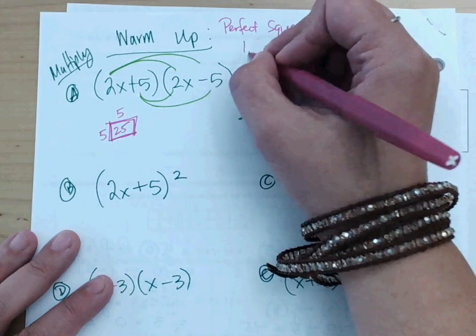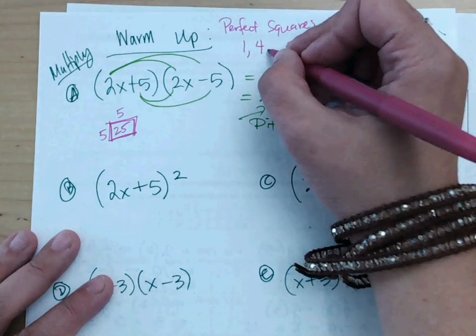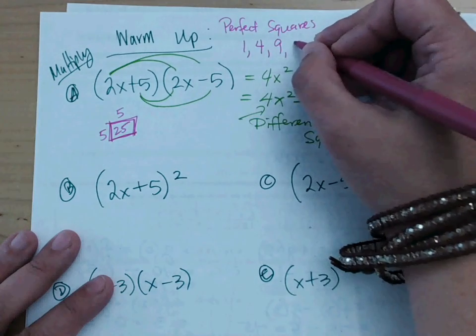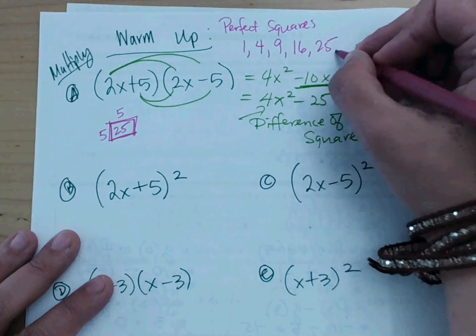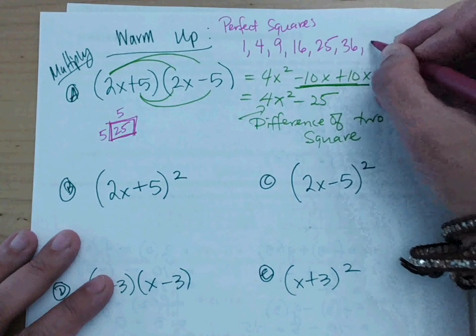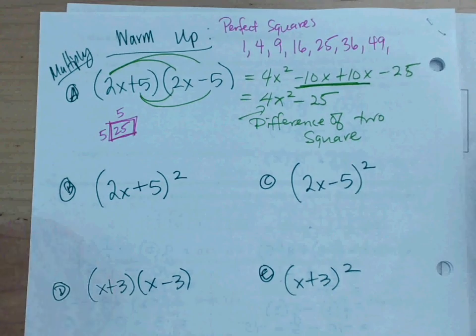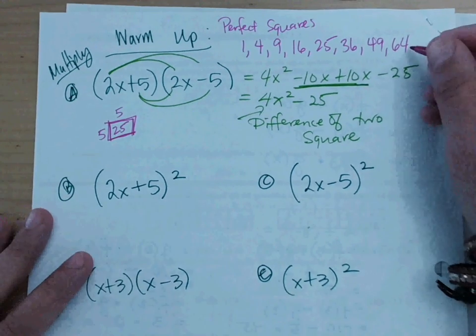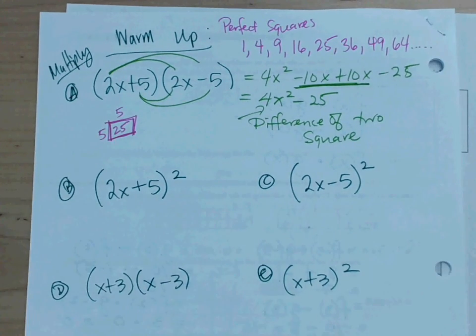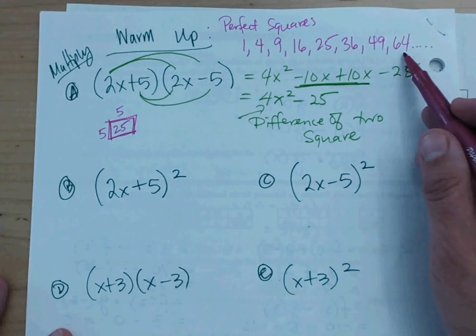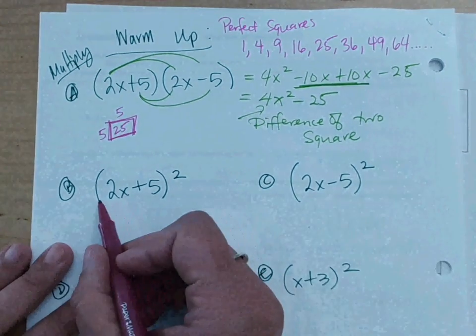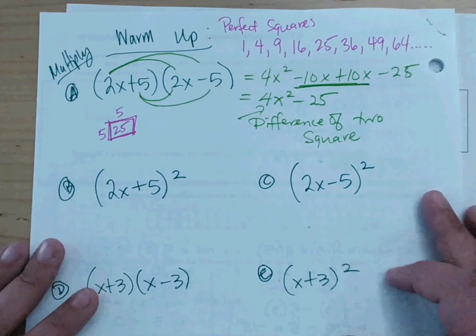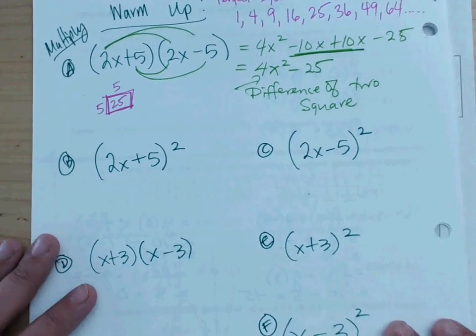1 times 1 is 1. 2 times 2 is 4. 3 times 3 is 9. 16, 25, 6 times 6 is 36, 7 times 7 is 49. If I had a times table chart, which I didn't bring, you'd see that it's the diagonal, 64. These numbers go on for infinity, they can continue, we're just multiplying. 64 is what times what? 8 times 8.